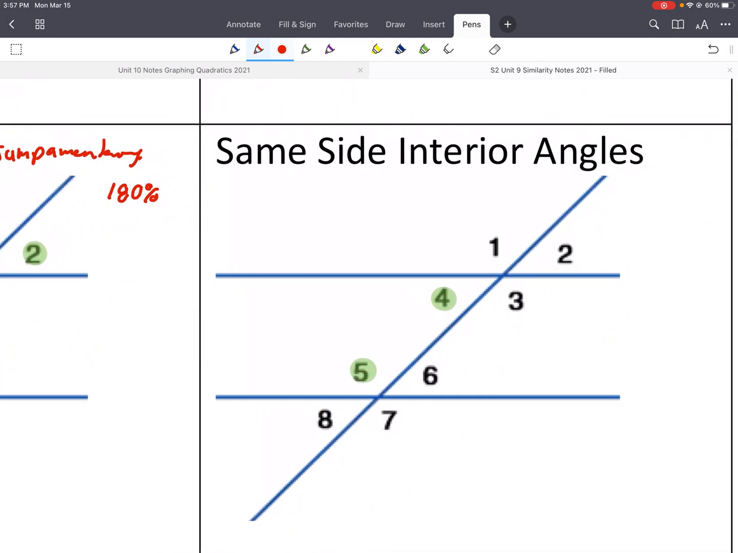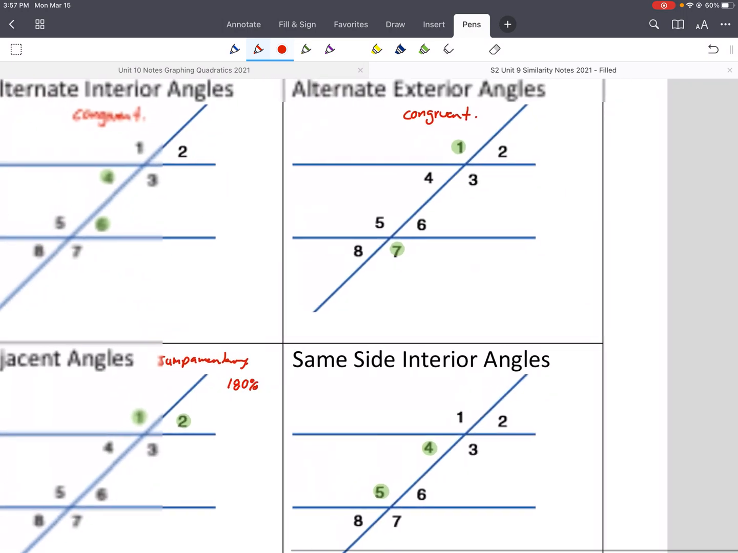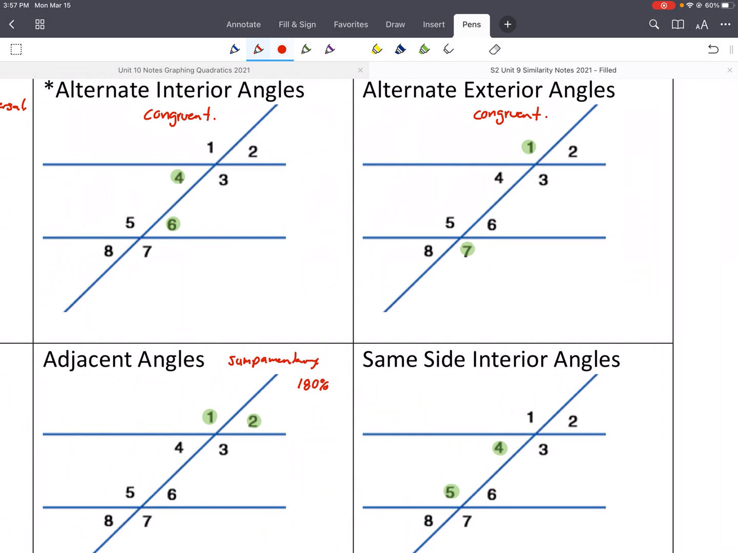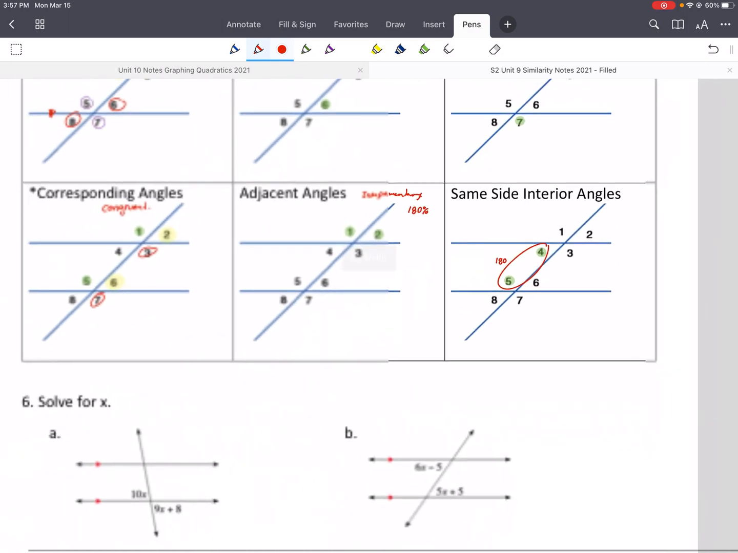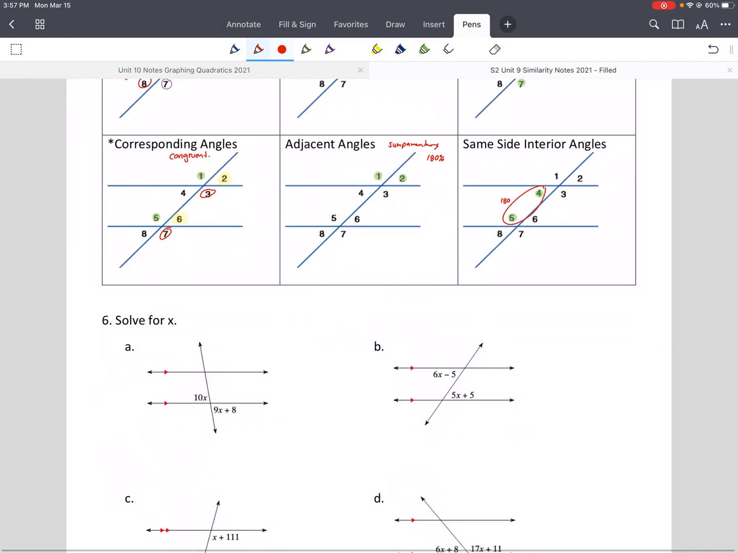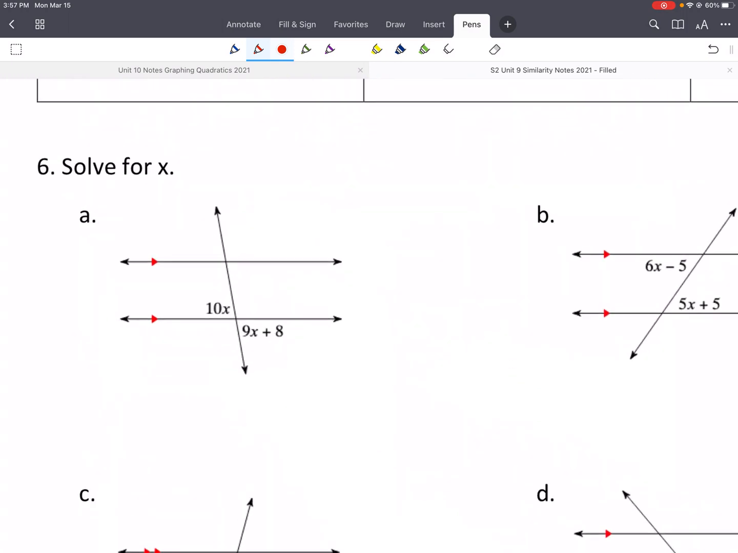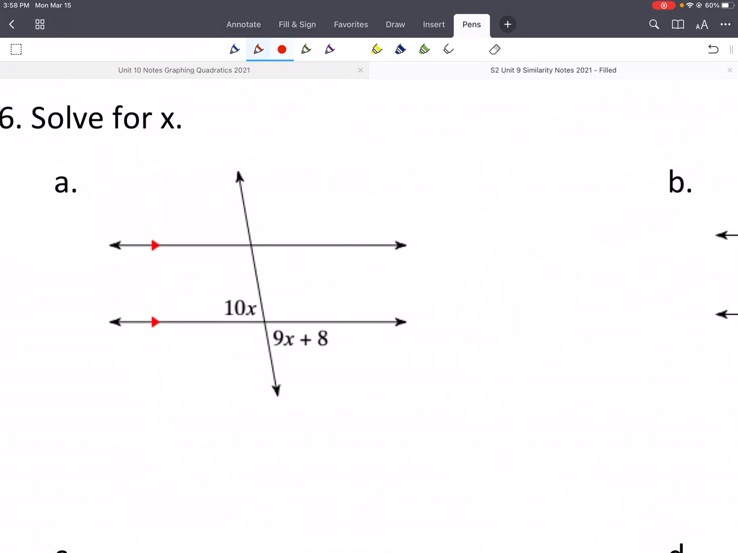All right, and then here we also have same side interior angles. Versus where we did alternate interior angles, we have same side. And these two angles also add up to give us 180 degrees, supplementary. So using that information, we can answer some of these questions. These say what type of angles they are, and then we'll solve for x.